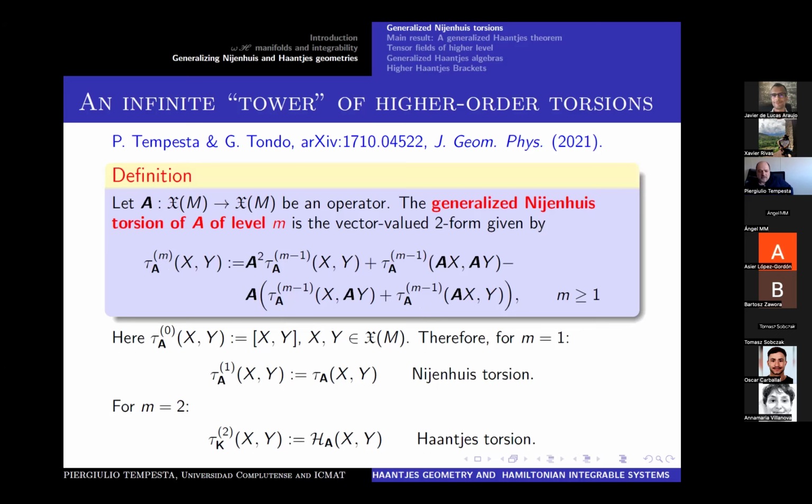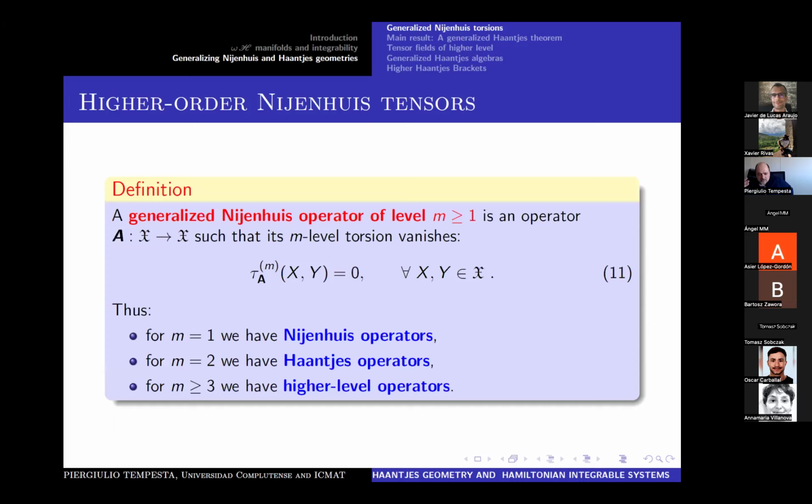So there is a simple recursive way to generate a tower of infinitely many new operators. Precisely, first of all, infinitely many new torsions, right? And then we can say that A is a generalized Nijenhuis operator of level m if these conditions apply, meaning its m-level torsion vanishes. Particularly for m equal to 1, we have a Nijenhuis operator, for m equal to 2, a Haantjes operator, and for m equal to 3 and beyond, we have higher-level operators.